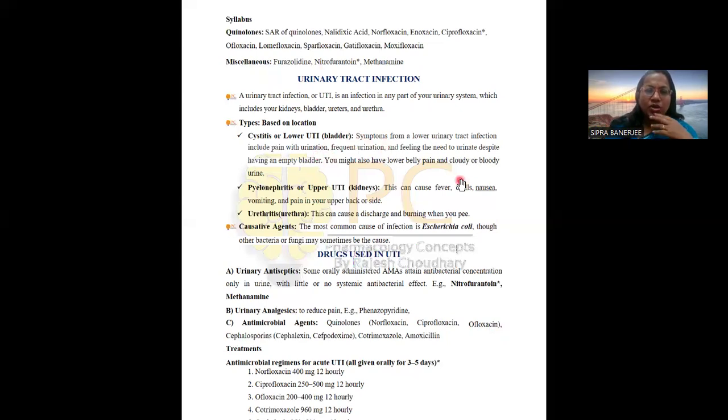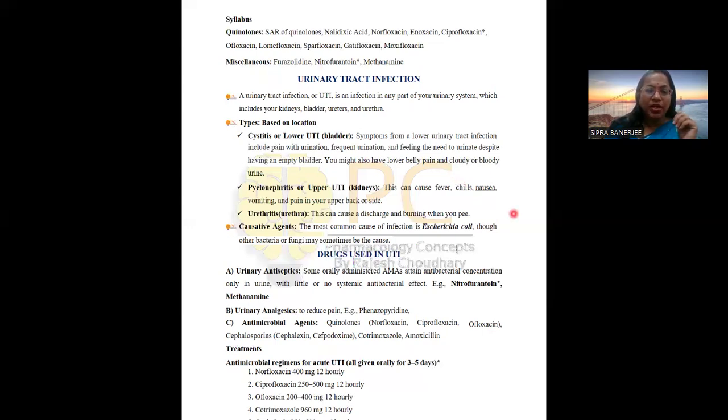Symptoms from a lower urinary tract infection include pain with urination, frequent urination, and feeling the need to urinate despite having an empty bladder. Though you have urinated and your urethra is empty, you are still feeling the need to urinate. You may also have lower belly pain and cloudy or bloody urine.